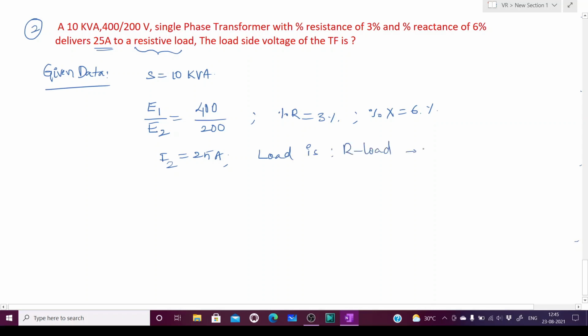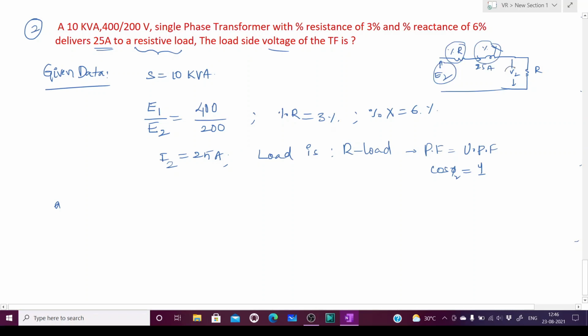So for R load, what is the power factor? Based on the load type, we have to decide power factor. So power factor for R load is unity, that is cos phi2 is equal to 1. Now let us find the load side voltage. He didn't mention to find voltage regulation. He mentioned us to find load side voltage. So let's take this. This is E2. This is percentage R. This is percentage X, and this is load side voltage V2 with a resistive load. And the load current is 25 amperes. Okay, so he has given this value, this value, this value, and he asked us to find this value.